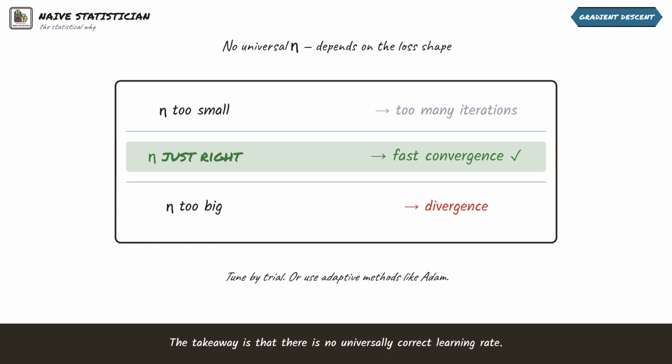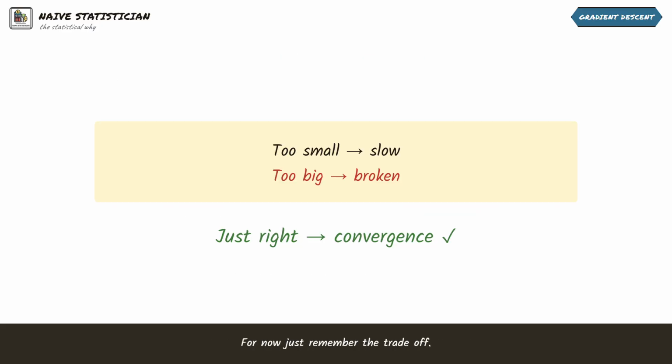The takeaway is that there is no universally correct learning rate. It depends on the shape of your loss function. For a steep, narrow bowl, you need a small eta. For a wide, shallow bowl, you can use a larger one. In practice, we tune eta by trial and error, or use clever schemes like learning rate schedules and adaptive methods such as ADAM, but that is another video. For now, just remember the trade-off. Too small, slow. Too big, broken.